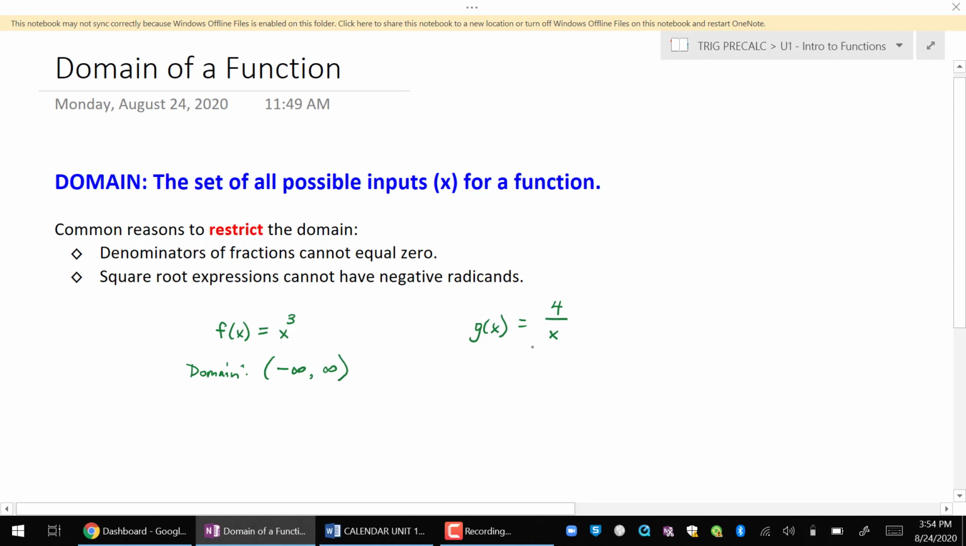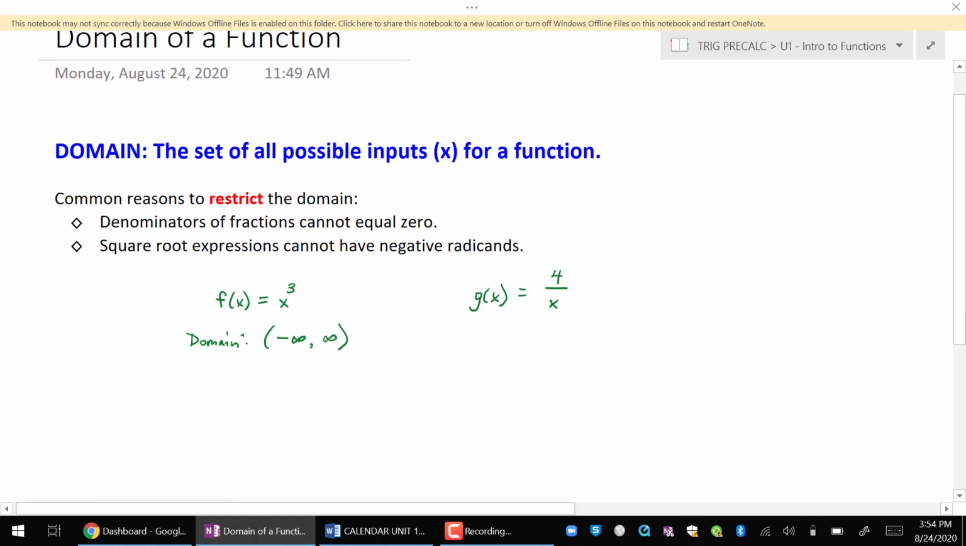But over here I have g of x, which is the fraction 4 over x. It's a rational function, and we are not allowed to have 0 in the denominator of fractions. So here I would say that x cannot be 0. It can be any other number, but not 0. So to say that in interval notation for that domain, we'll say negative infinity up to 0, not 0 though, and then 0 up to positive infinity.